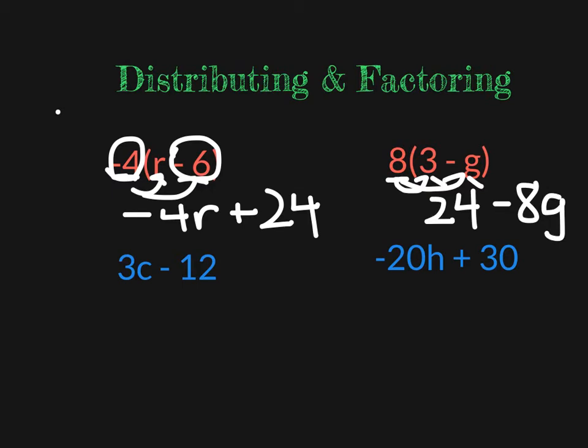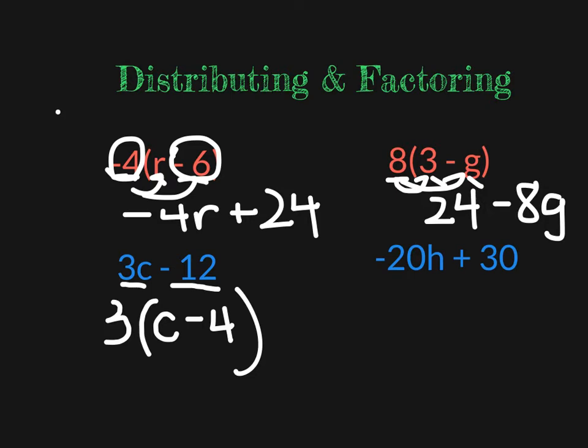Now, the two problems in blue, I'm going to work in reverse and factor. So if I look at 3c and -12, I know that I can divide both of those by the number 3. So I'm going to factor out or divide both of those by 3. And if I take 3c divided by 3, it leaves me only with c. And then if I think of a -12 divided by 3, that leaves me with a -4. So then that means that I have 3 times the quantity c minus 4.